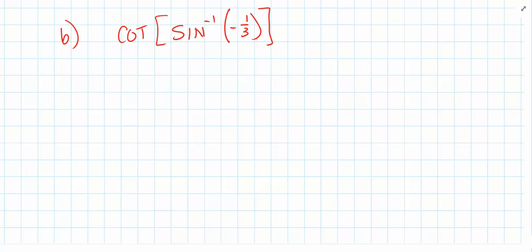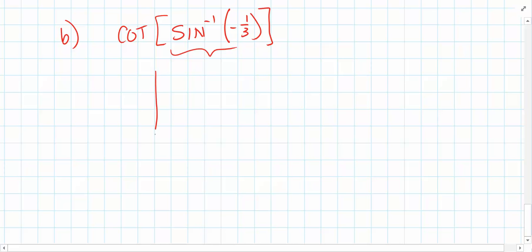This says the cotangent of the inverse sine of -1/3. So what that really means is the cotangent of the angle whose sine is -1/3. So what quadrant are we in? Let's start here. We're in the fourth quadrant. Very good. Because inverse sine is only in quadrant 1 or 4, and if it's negative, I'm in quadrant 4.